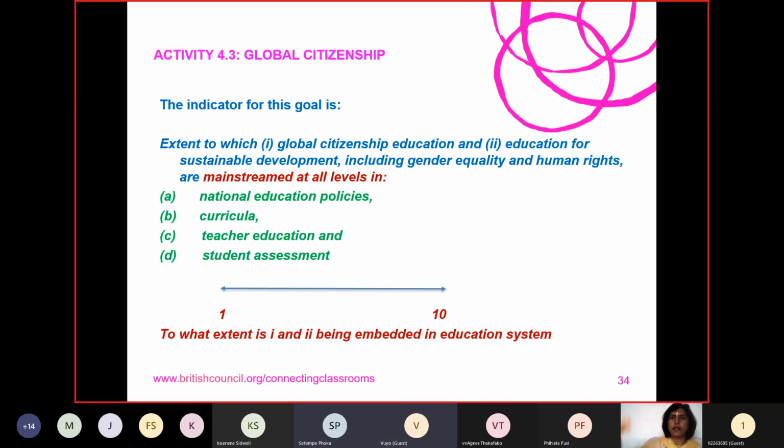Thank you, ma'am. Thank you very much. So clearly you have demonstrated that you are intentional about these sustainable development goals. You are focusing on goal number 4. And in particular, we want to know how you are promoting the idea of citizenship and global citizenship.